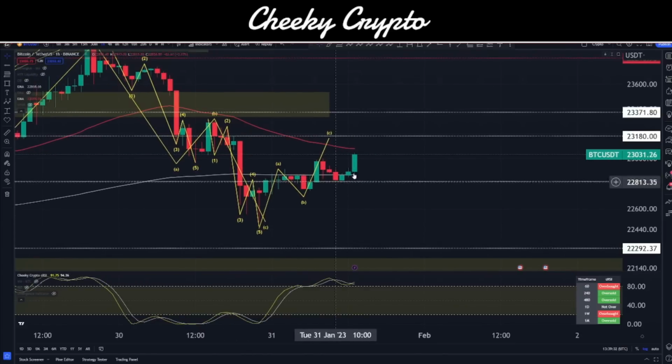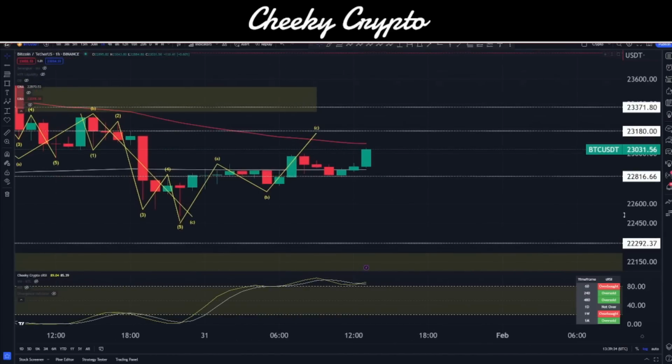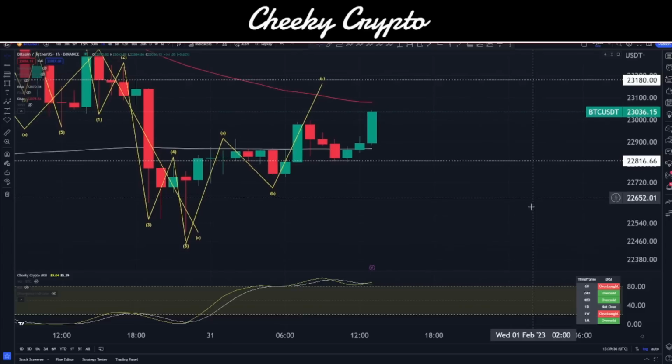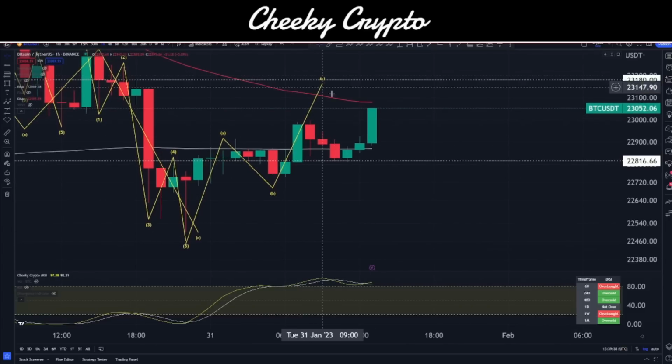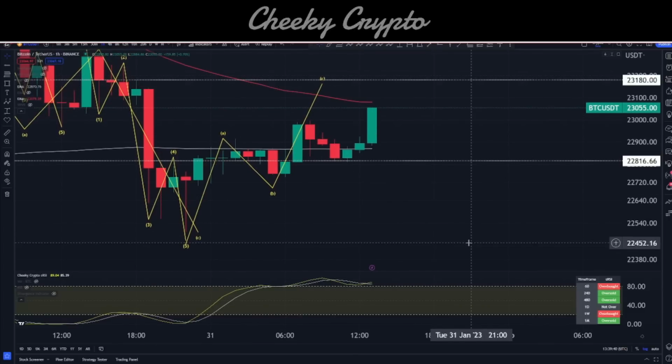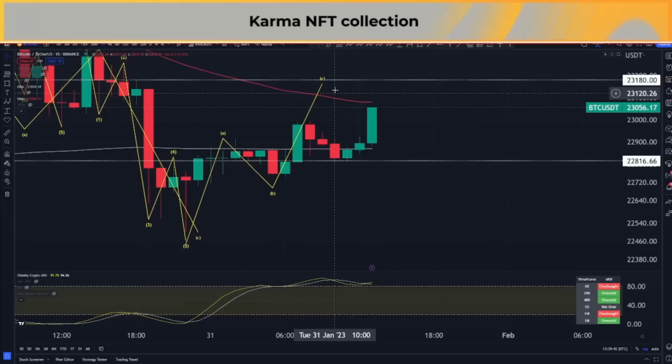Right now, though, we are in a three-wave structured push to the upside here. We can zoom in on this just a fraction. We spoke about this during the Twitch stream this morning. We mapped it out a little bit higher, and you can see that we're moving up towards our target at the moment. So nothing terribly unusual there.